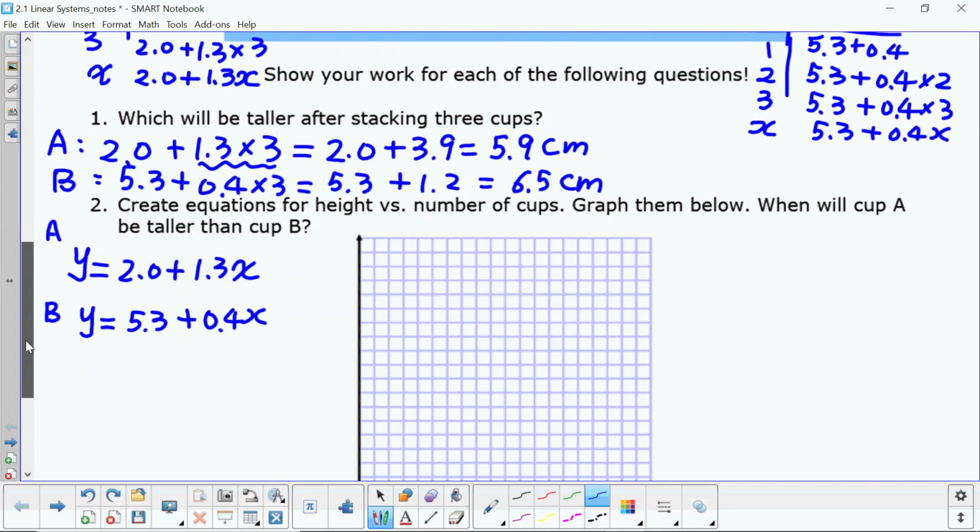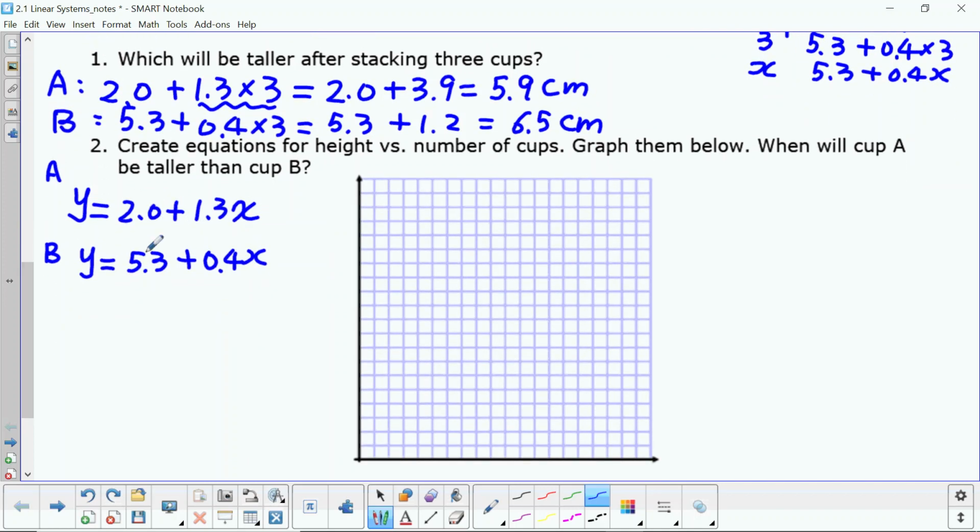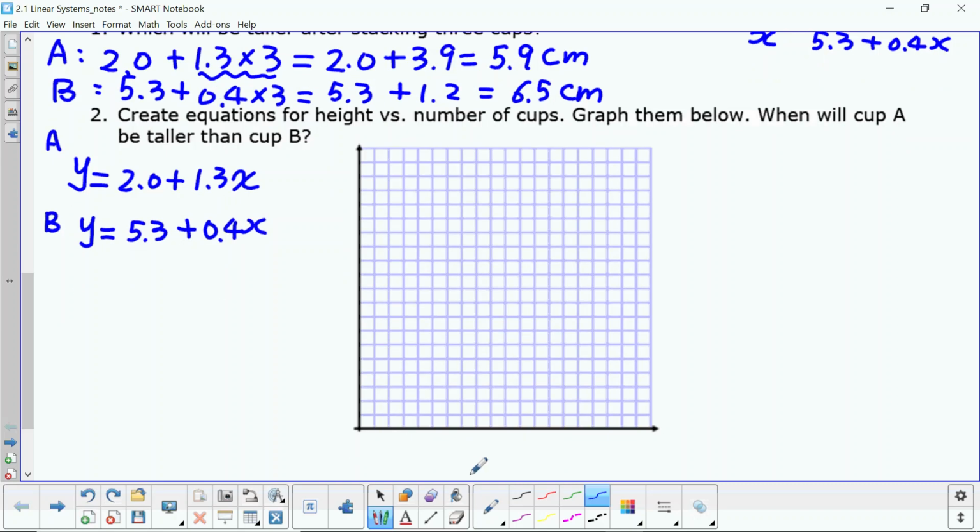And now we are going to graph these 2 lines on this grid given. The question is asking you, when will cup A be taller than cup B? So we need to graph this one. We need to label the scales. So we are going to label x and y, and the x is number of cups. And the y will be the height in centimeter.